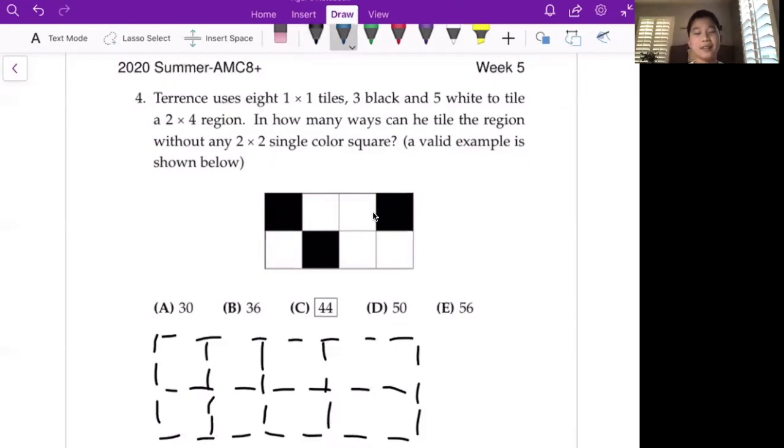Now, how can we get a 2 times 2 single color square? Yes, we're trying to get a 2 times 2 single color square. Yeah, because that's what we have to do sometimes to solve the problem. We have to do it, and then we have to subtract it from the total number of possibilities. What is that? Complementary counting.